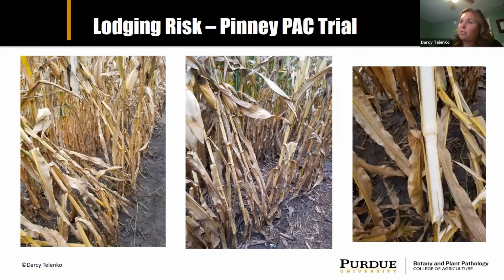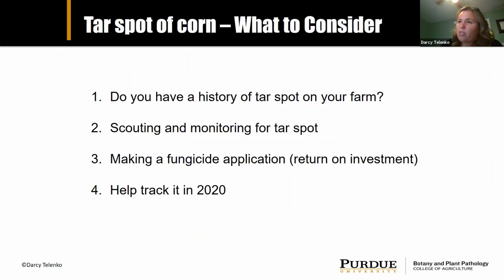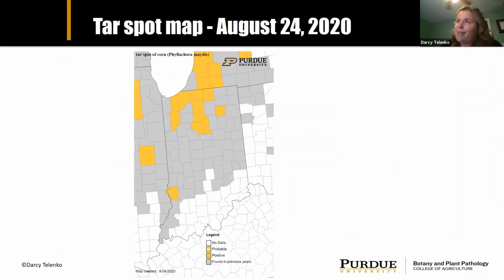So these plots were clean at Penny, so there were no other stalk rots present. It was just the starvation from the tar spot blotting for that corn to try to finish. And so we're going to continue to track it.